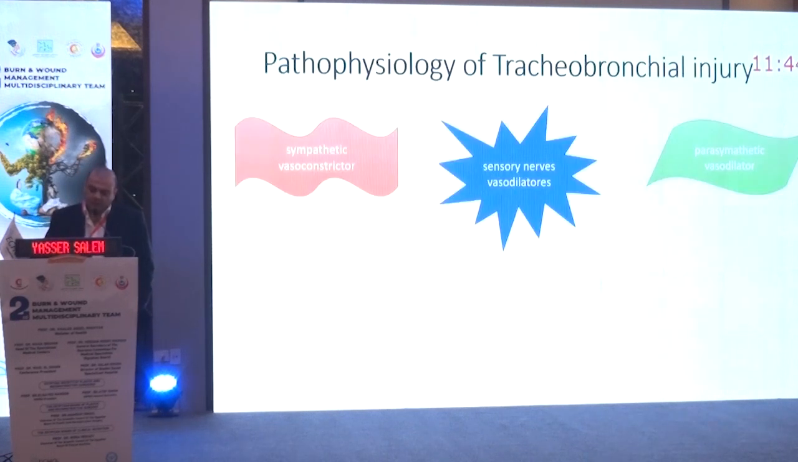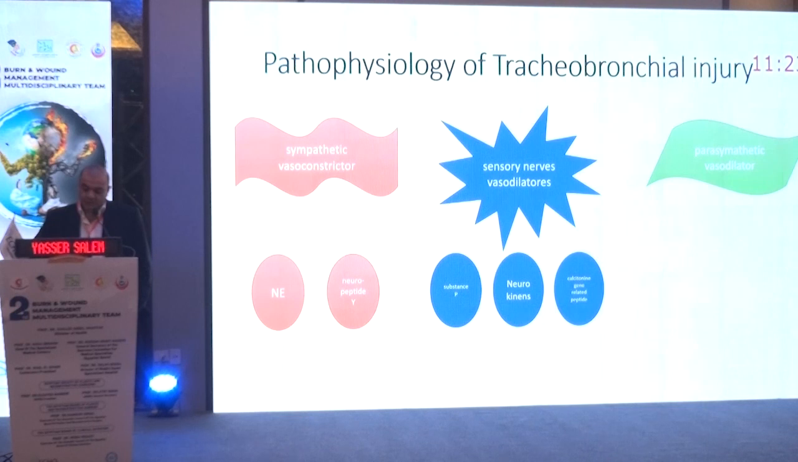Pathophysiology of tracheobronchial injury. The lungs are the most innervated visceral organ in the whole body. They are innervated by sympathetic, parasympathetic, and sensory nerves. The response to sympathetic stimulation is vasoconstriction, and to parasympathetic, together with the sensory nerves, is vasodilation.